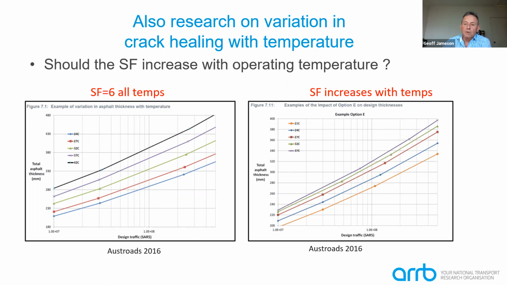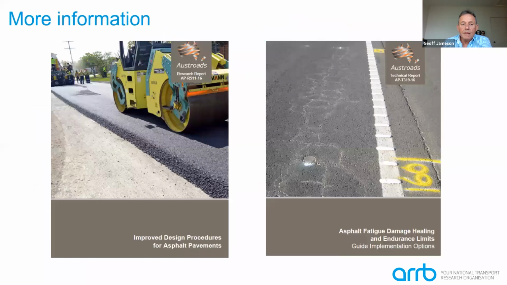So that work, we think, is needed to improve our design processes and really address the issue of possible over-design of thick asphalt pavements at high temperatures. If you'd like more information about how the current processes were derived, and also this issue of fatigue damage healing and the concept of fatigue endurance limits, I refer you to these reports here.